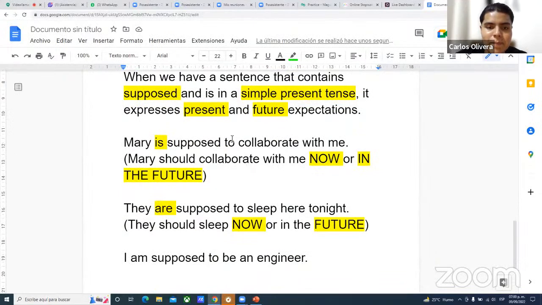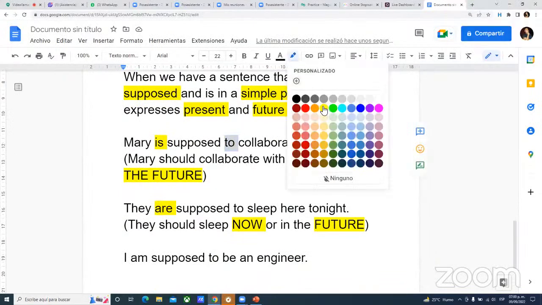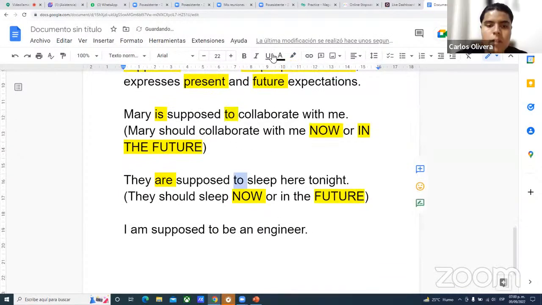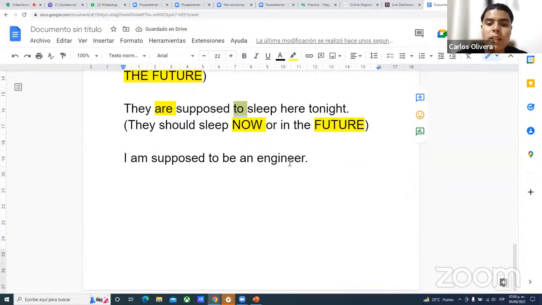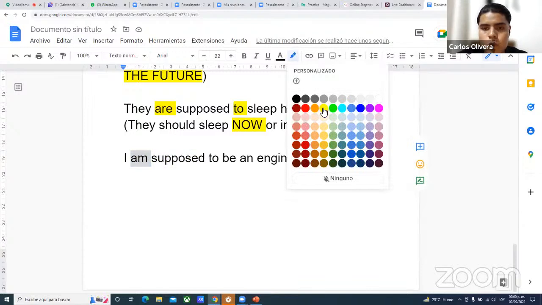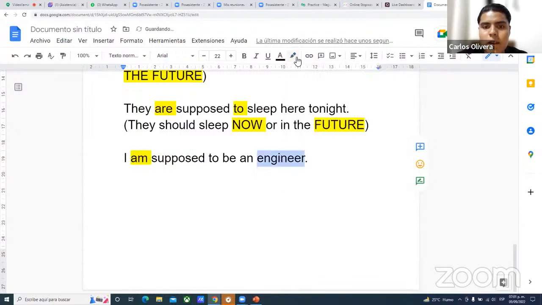Okay, I got it. To collaborate with me, to sleep with me. So as you say, yes, we are fulfilling the structure. I am supposed to be an engineer, right? Debería ser un ingeniero. But when? Now or in the future? I am supposed to be an engineer.